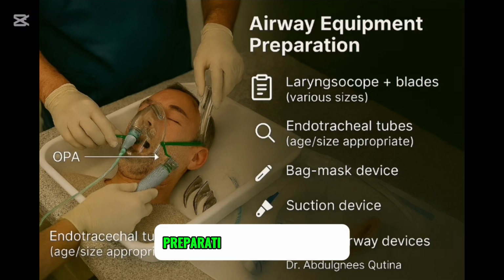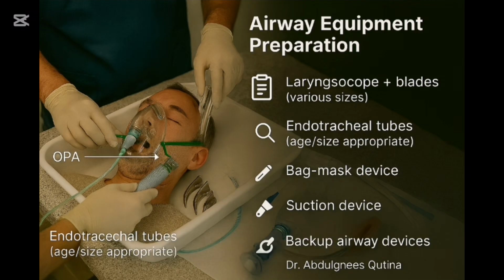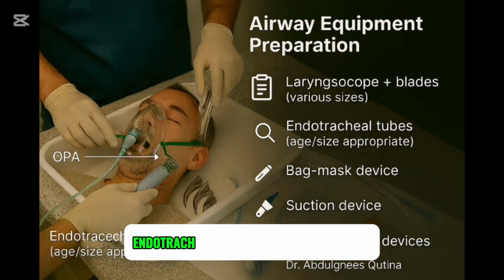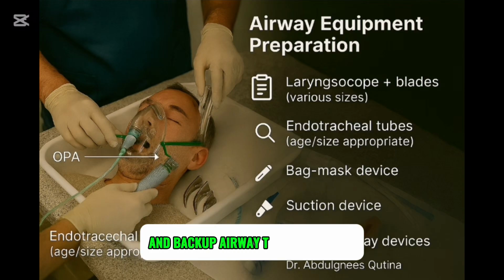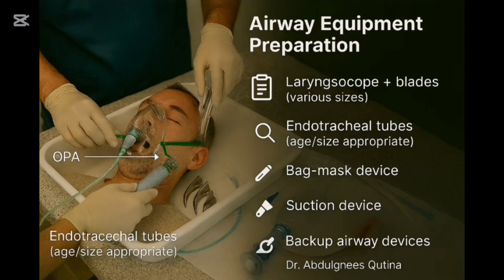Equipment preparation for airway management. Proper equipment preparation is critical before airway management. Ensure laryngoscopes, endotracheal tubes of appropriate sizes, bag mask devices, suction, and backup airway tools are ready. Being fully prepared improves success and patient safety.